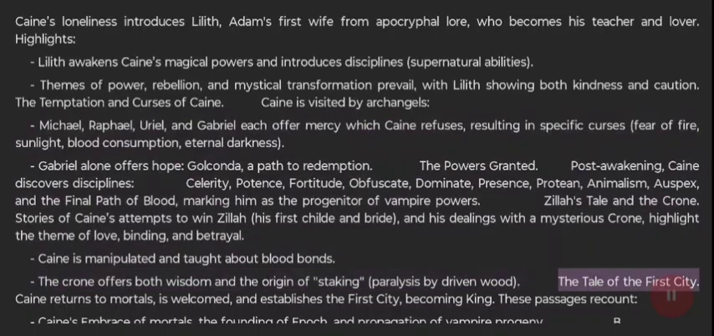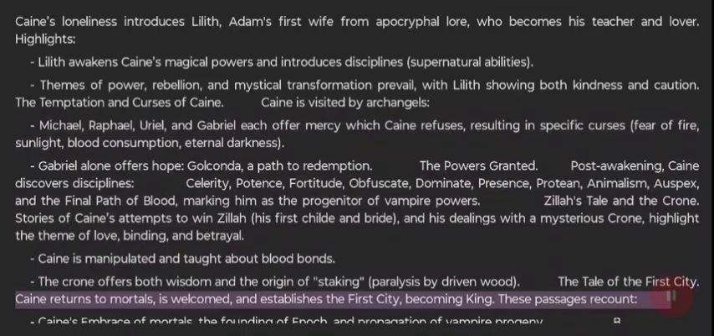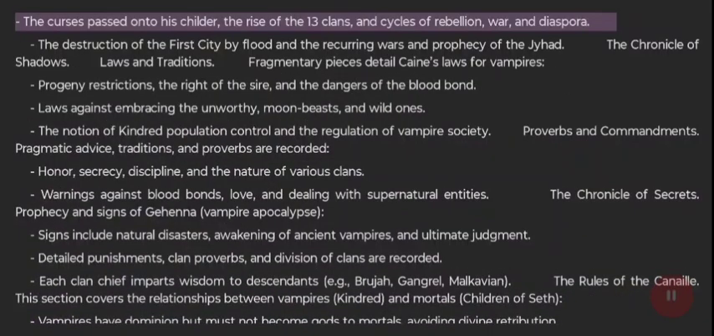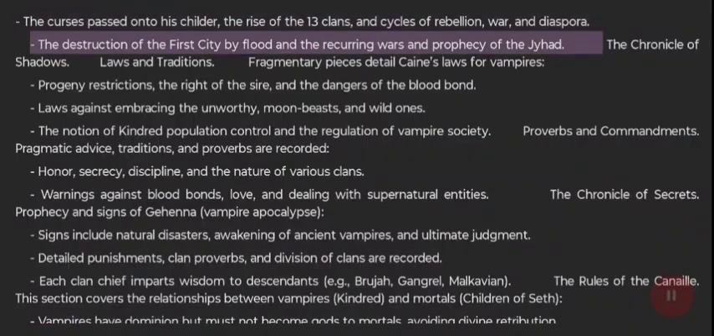The Tale of the First City. Cain returns to mortals, is welcomed, and establishes the first city, becoming king. These passages recount Cain's embrace of mortals, the founding of Enoch, and propagation of vampire progeny; the curses passed on to his children, the rise of the 13 clans, and cycles of rebellion, war, and diaspora; the destruction of the first city by flood and the recurring wars and prophecy of the jihad.